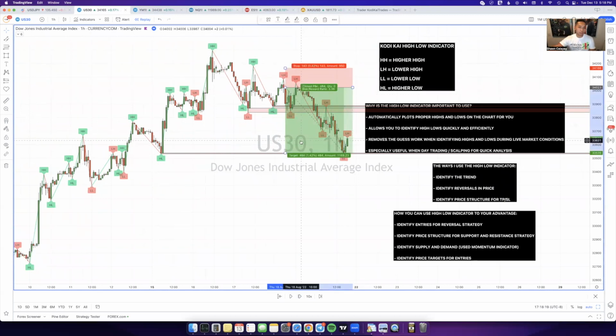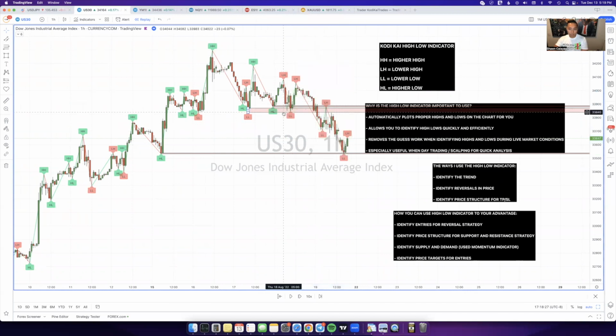I mean, this indicator is very versatile. You can use it for a lot of things. One way that you can use it is to identify entries for reversals, right? Like I did over here using the variation strategy. That's one way to do it.